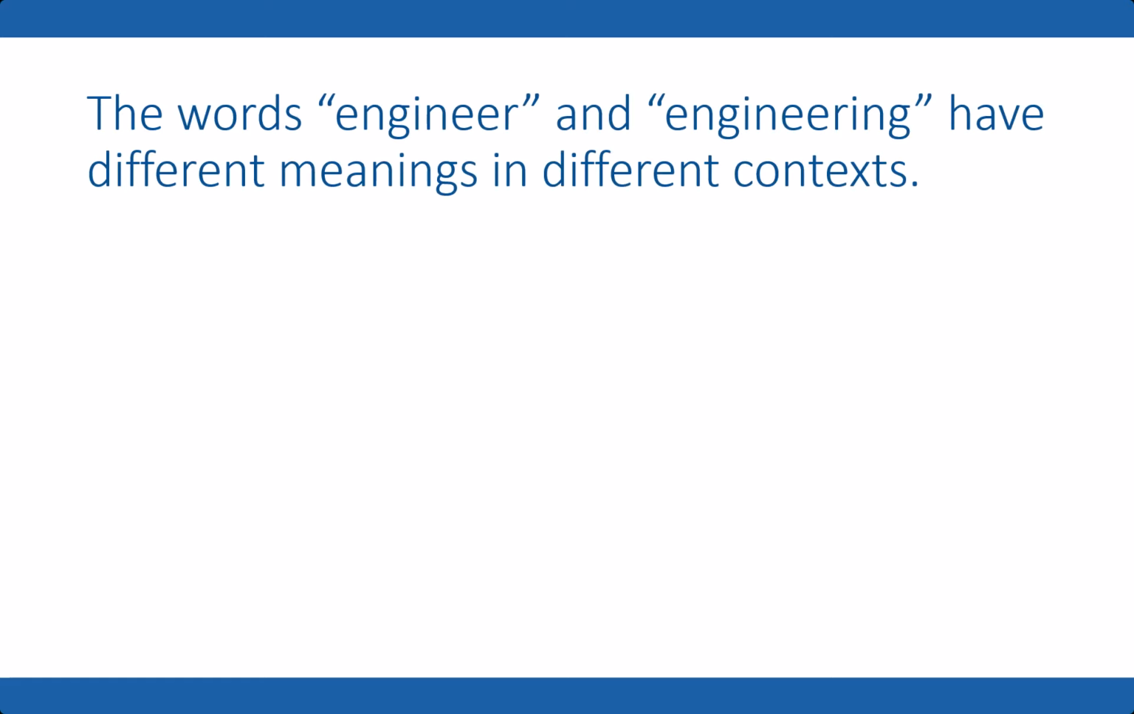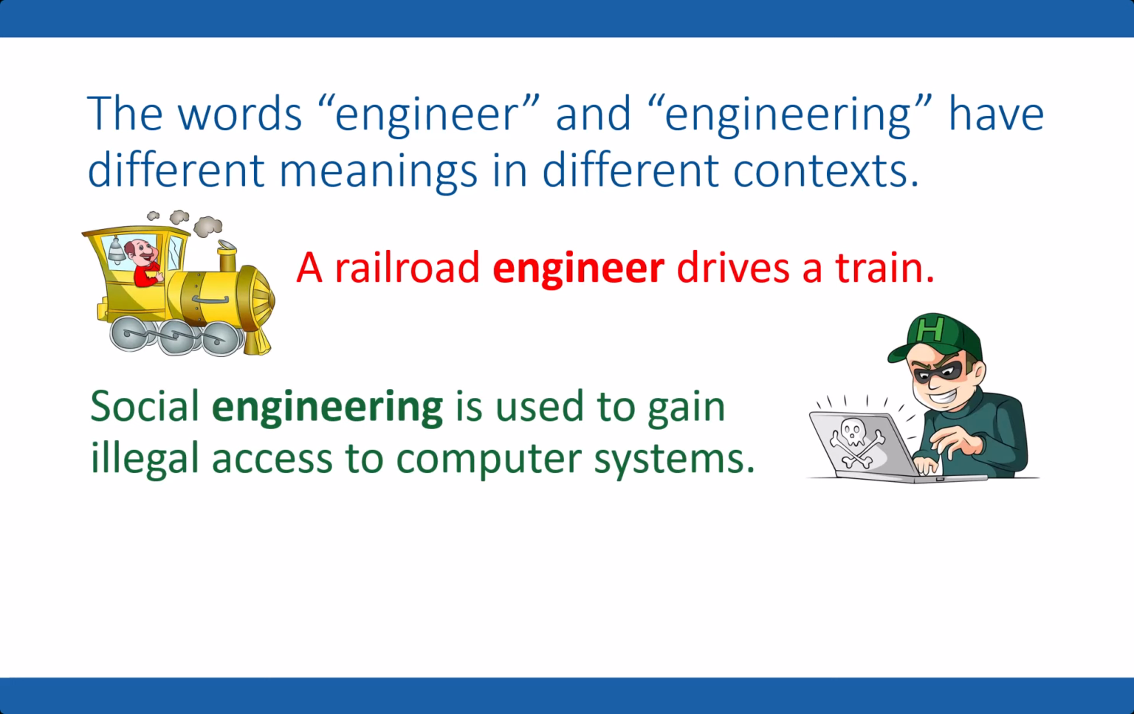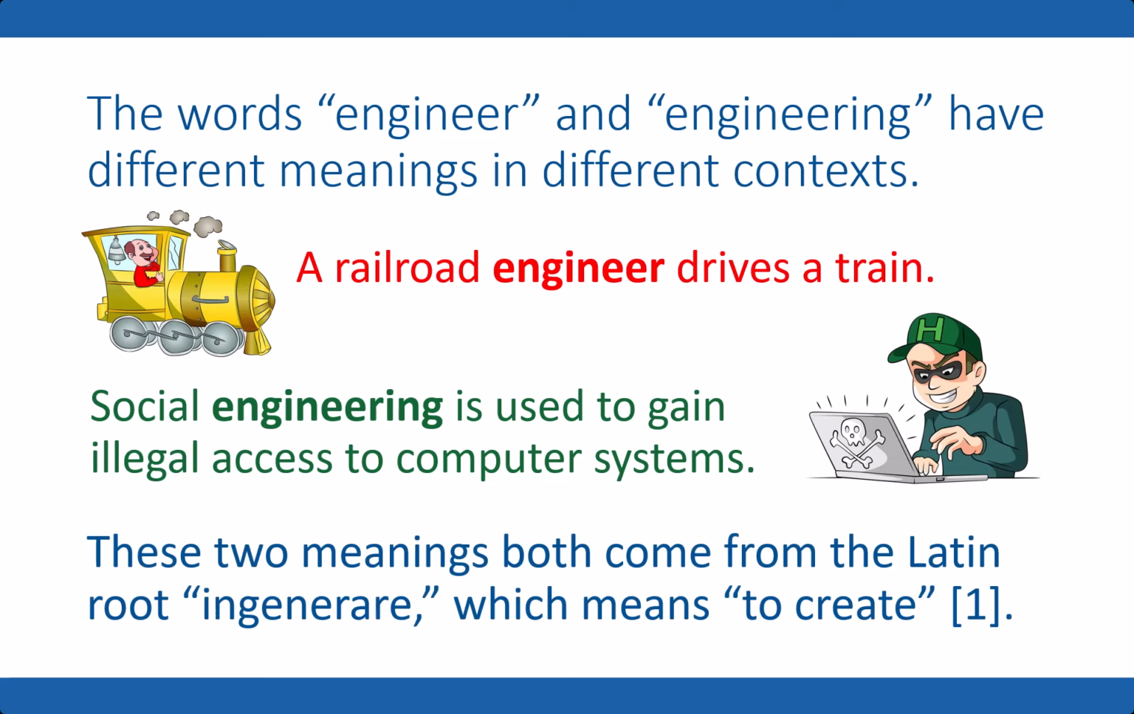The words engineer and engineering have different meanings in different contexts. A railroad engineer drives a train. Social engineering is used to gain illegal access to computer systems. These two very different meanings both come from the Latin root ingenere, which means to create.